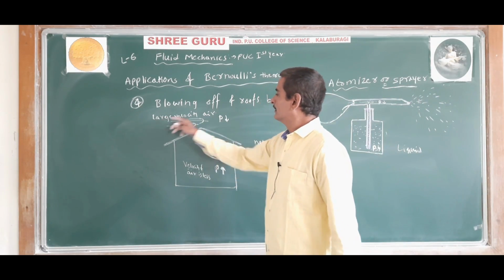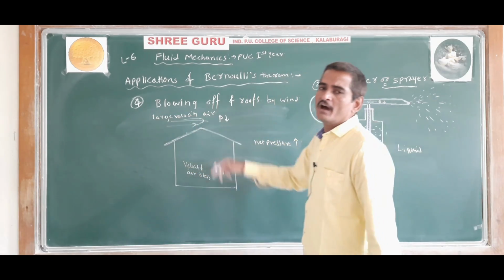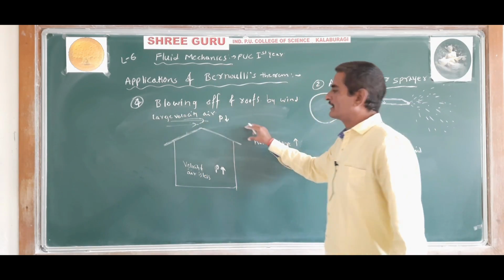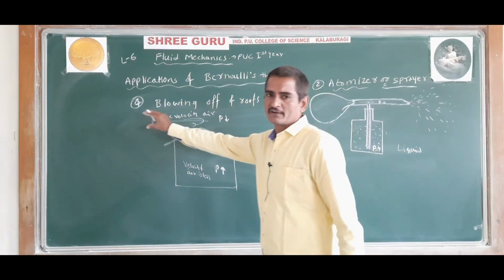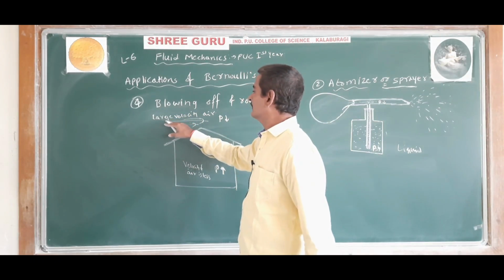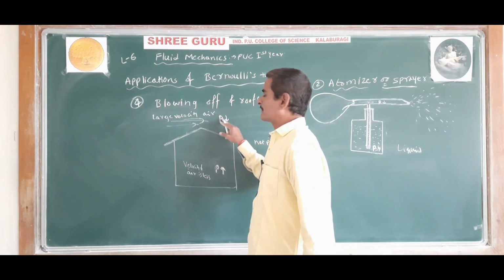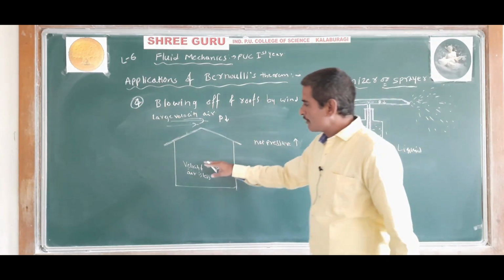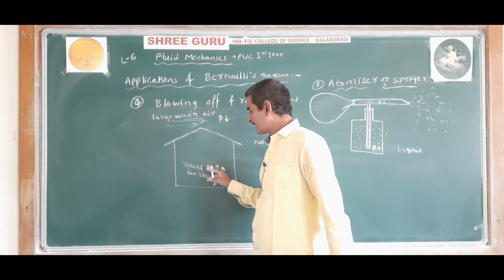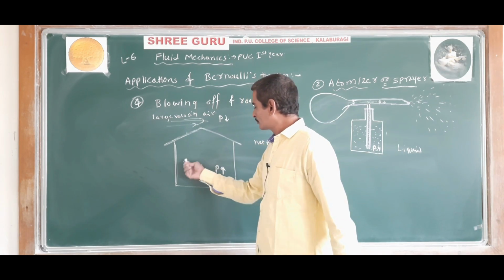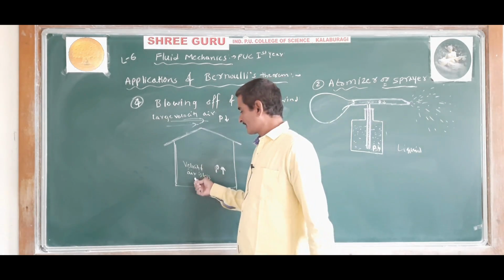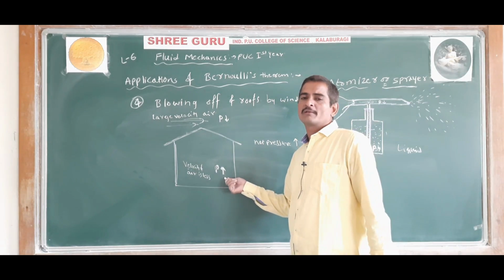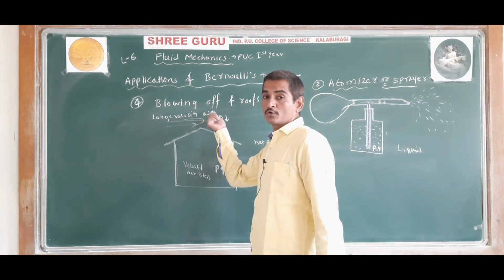Once again, during a hurricane or during a storm, a large velocity wind blows over the surface of the roof. As a result, the velocity of air will be larger and pressure will be less on the upper surface of the roof. Whereas inside the home, below the roof, the velocity of air is less, and the pressure inside the home will be more, and pressure above the roof is less.